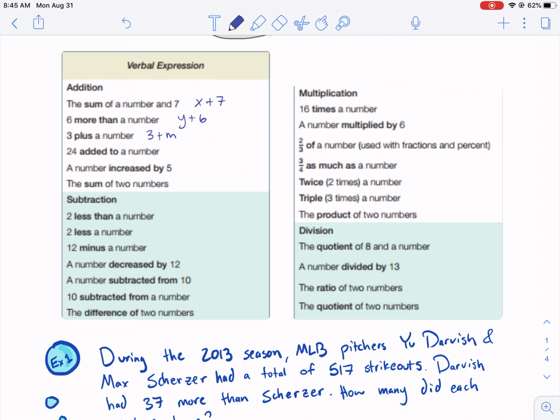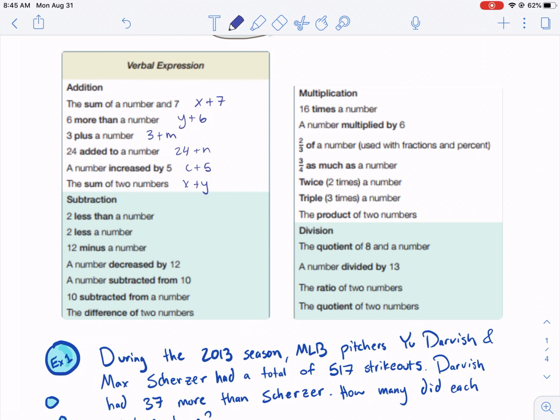24 added to a number. These are all ways of saying the same thing. So 24 added to a number, we'll call it n. And then a number increased by 5. That's another way to say it. So we can say c plus 5. And then the sum of two numbers. Now here we have two variables because we don't know what they are. So we'll just call it x plus y.